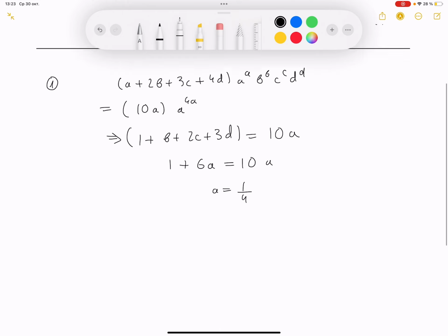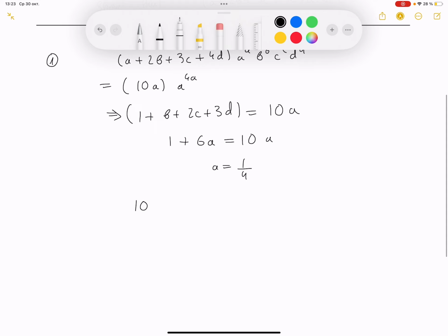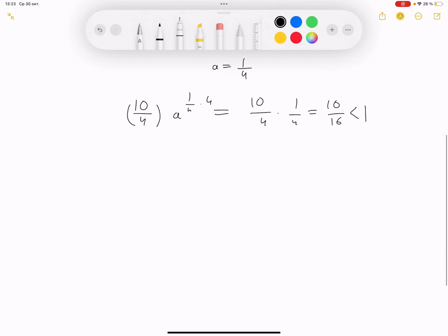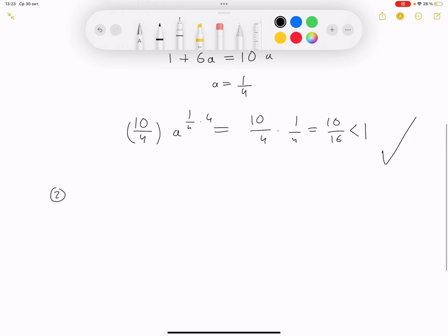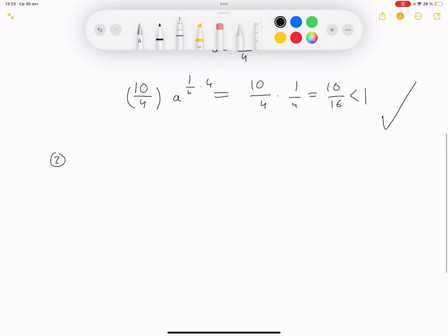Meaning, since they're all equal, 1 plus 6a is equal to 10a, meaning a is equal to 1 over 4, meaning that we'll have 10 over 4 times (1 over 4) to the power of 1 over 4 times 4, which is equal to 10 over 4 times 1 over 4, which is equal to 10 over 16, which is less than 1. So for this case, we have successfully proven the inequality. Now for the case where they're not equal.